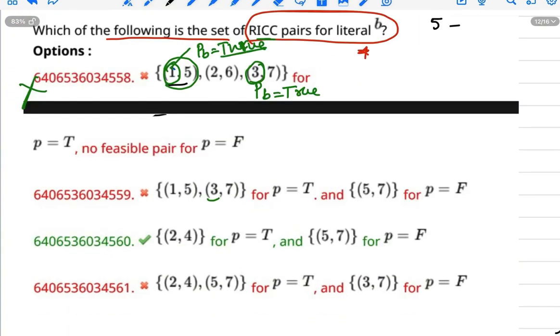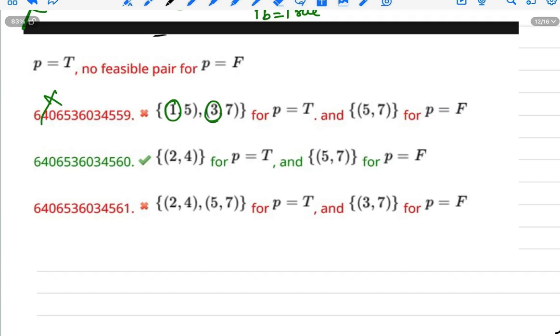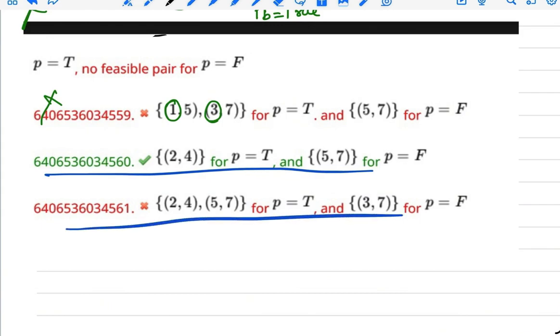Here also 3 is there, 1 is there. This option is also incorrect. So next you have to check these 2 options only. First we check this one, D.